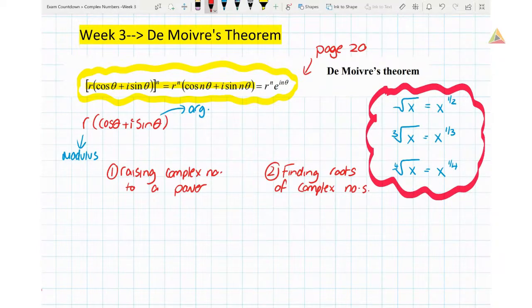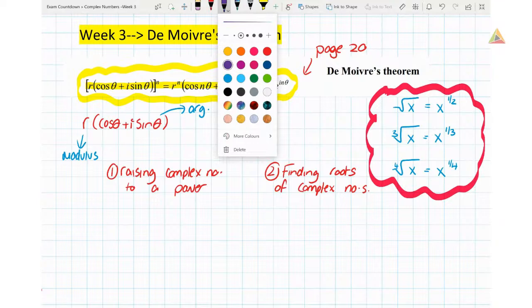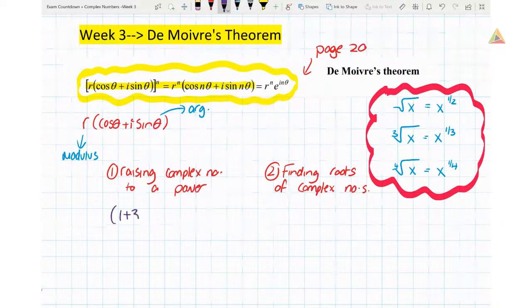Okay, so what do I mean by raising a complex number to a power? Well, for example, if I had a complex number, for example, 1 plus 3i maybe, and I was asked to raise that to the power of 4, we use De Moivre's theorem to do that. But first, as you'll see from page 20 of your log tables, the complex number first needs to be written in polar form.